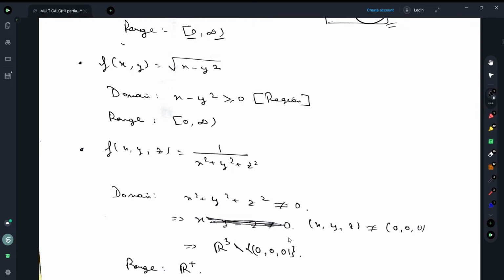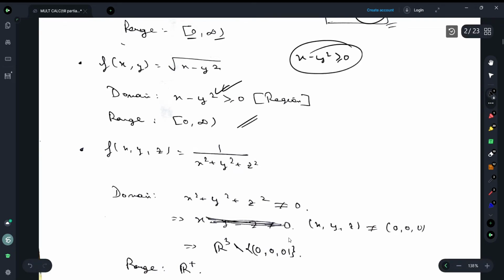For example, if this is a function root over of x minus y square, to find the domain of the function, we need to take x minus y squared to be greater than or equal to 0, because you have f as a real valued function. So this region is the domain of the function.